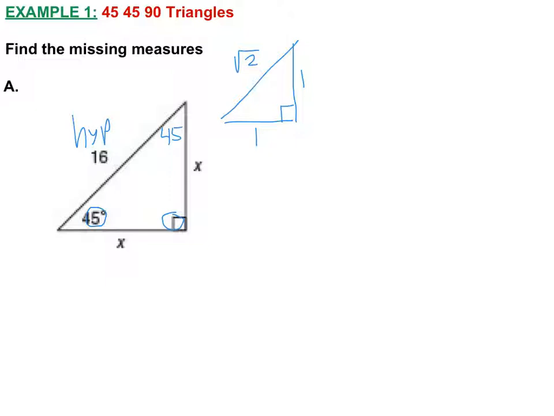Since these are both 45, 45, 90 triangles, these triangles are similar. And we've already learned that we can use proportions to solve for missing measures. So let's set up a proportion to solve for the missing measures. We need to solve for x. So we'll put x there. X's corresponding side on the reference triangle is going to be 1. Then we have 16 from the hypotenuse, and that's on the same triangle. And 16's corresponding part on the reference triangle is the square root of 2. Now we have our proportion, and we can use cross multiplication to solve it.